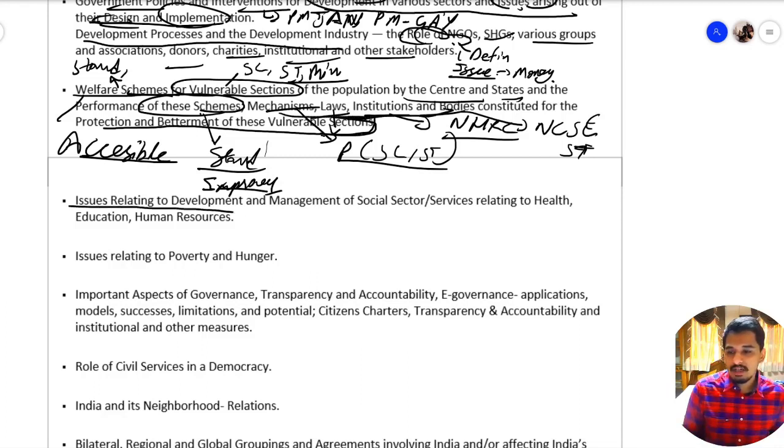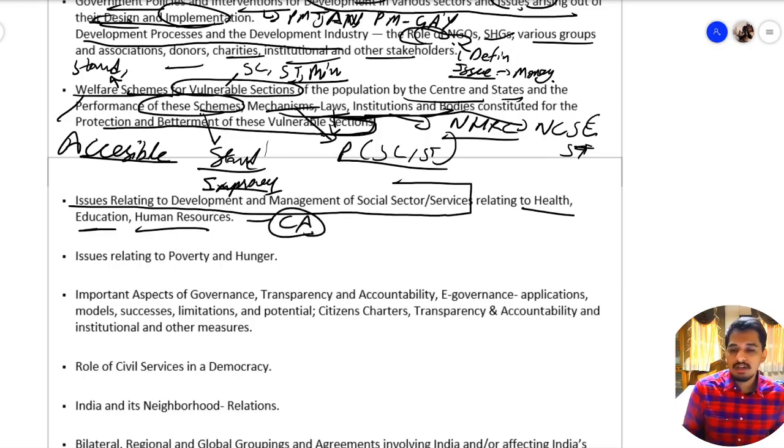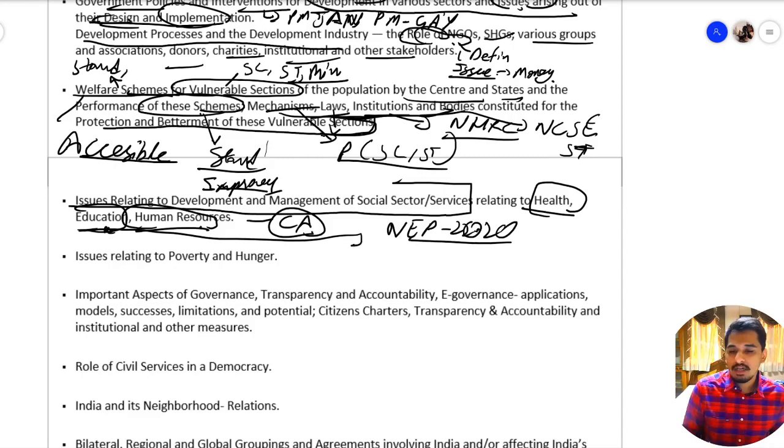Then we have issues relating to development and management of social sectors and services. In this, we have health, education, and human resource. This will be mostly based on current affairs. The various schemes which government has undertaken for health, education, and human resource development. Like in 2020 mains NEP 2020 was asked, because this is related to education and this was in news recently. So you should know about the various schemes. Okay, what are their pros, what are their cons, and how these schemes can be improved related to health, education, and human resource. In human resource, one of the scheme is Skill India Mission. So like this, you should know about various schemes.